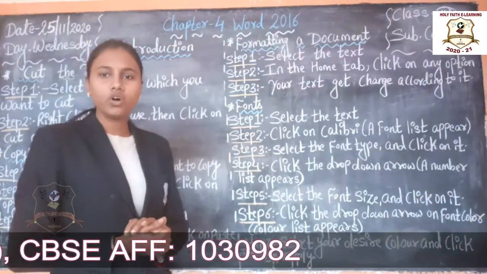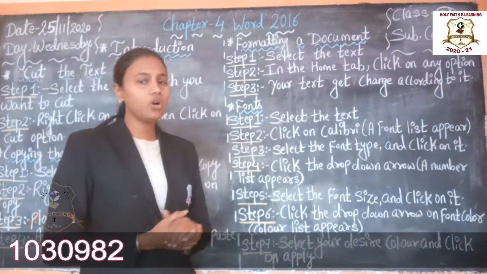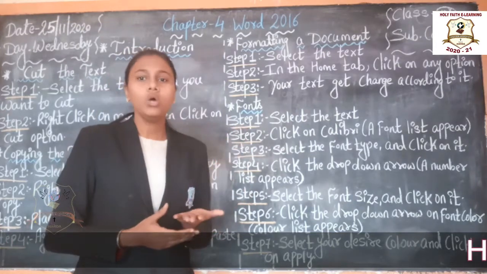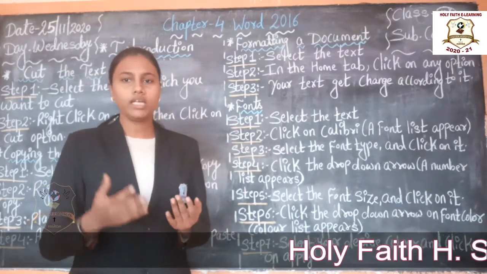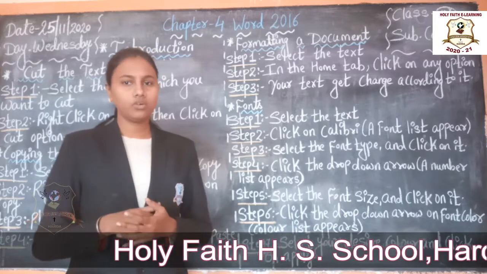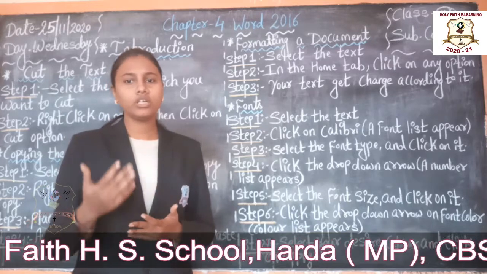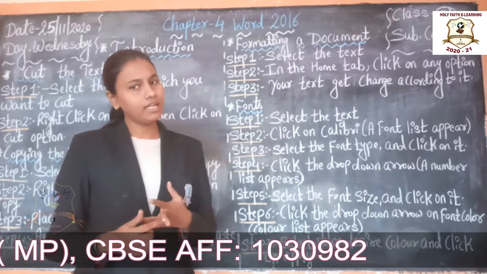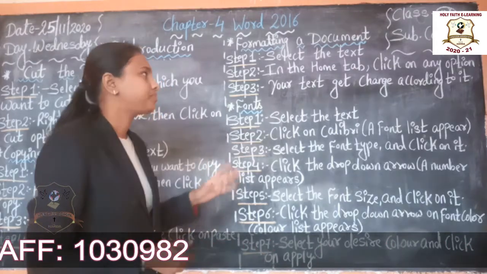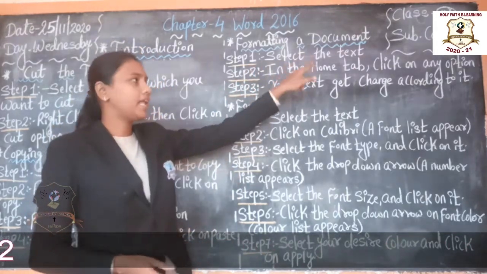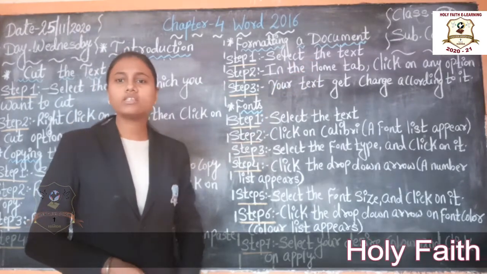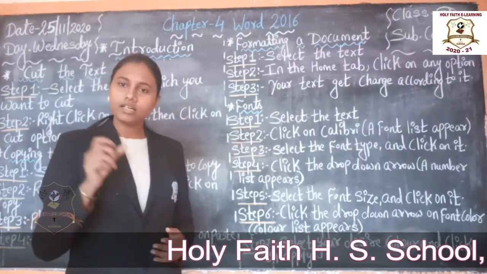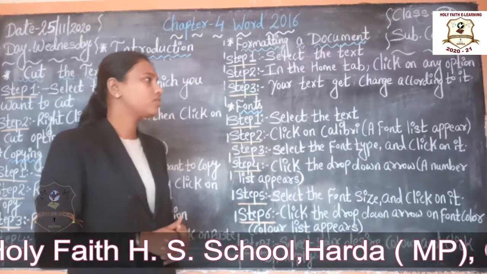Formatting a document means to make a text bold, italic or underline. You can change your text according to that. How? Let's see. The first step is to select the text. What you have to do? First you have to select the text. After selecting the text, what you have to do?